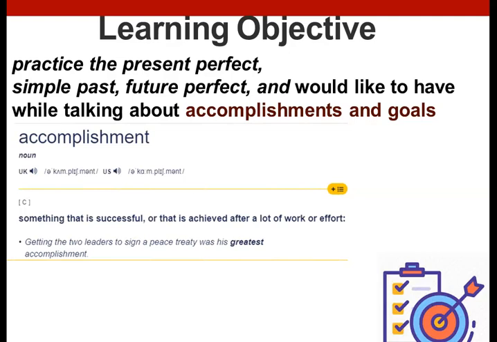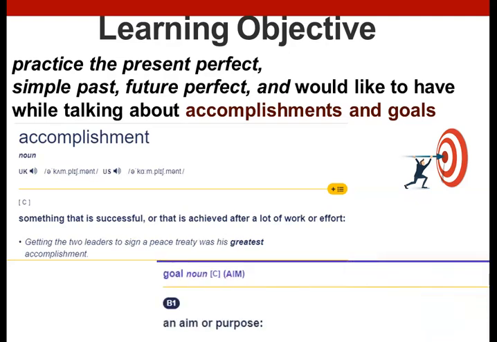So an accomplishment is something that is successful or that is achieved after a lot of work or effort. So this is something that we have already achieved. This is something that comes because of the results of our work in the past.